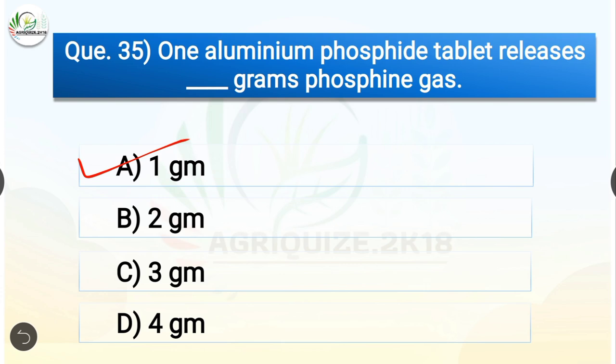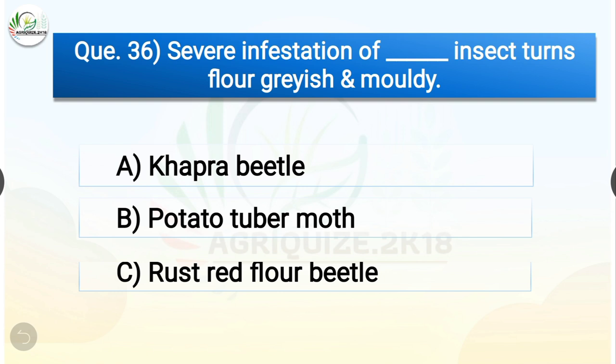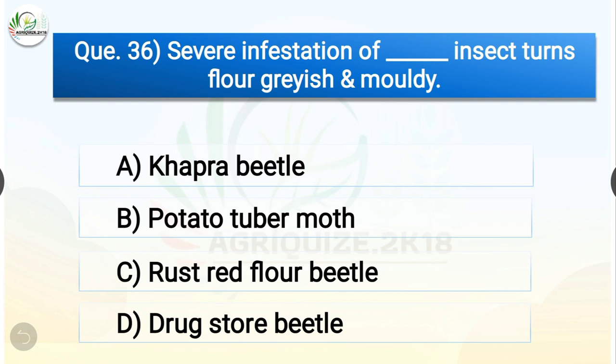Question number 36. Severe infestation of dash insect turns flour greyish and moldy. The options are khapra beetle, potato tuber moth, rust red flour beetle, or drugstore beetle. The correct answer is option C, rust red flour beetle. So severe infestation of rust red flour beetle insect turns flour greyish and moldy.